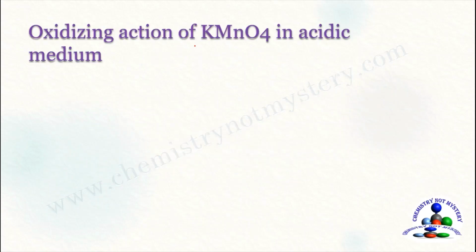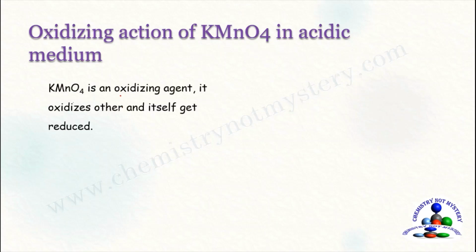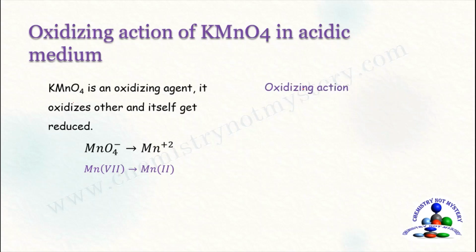Now let's see the oxidizing action of KMnO4 in acidic medium. KMnO4 is an oxidizing agent. It oxidizes others and itself gets reduced from MnO4 negative to Mn2+. In MnO4 negative, the oxidation number of Mn is plus 7, which we have just calculated. And the oxidation number of Mn in Mn2+ will be plus 2.